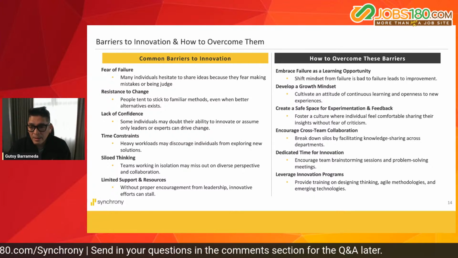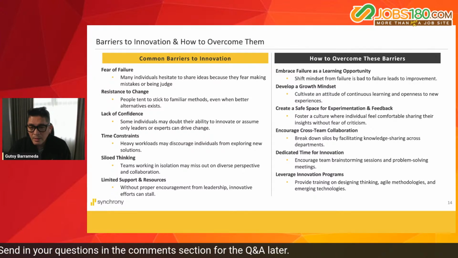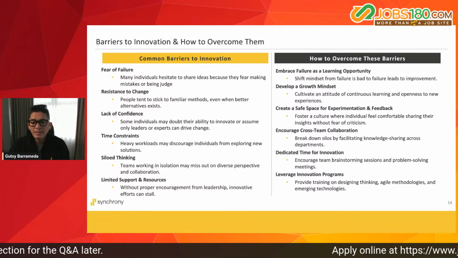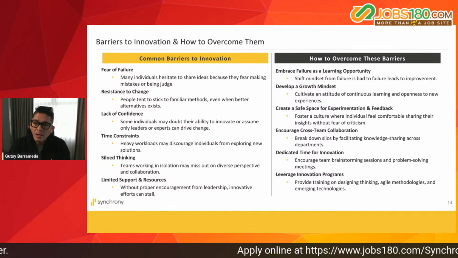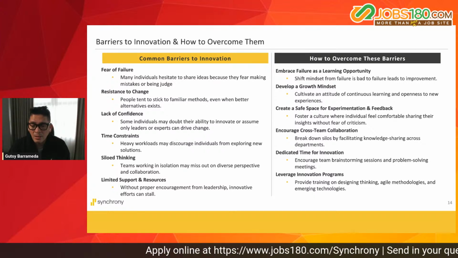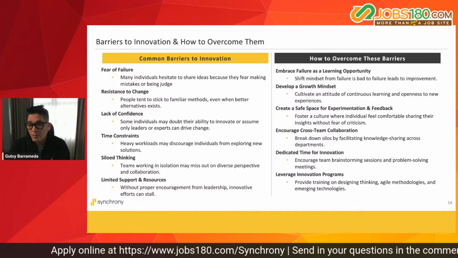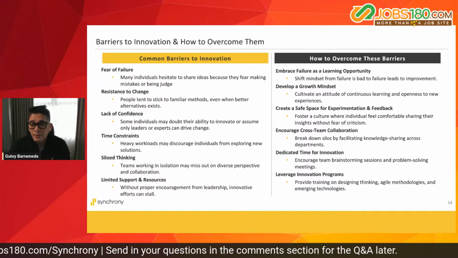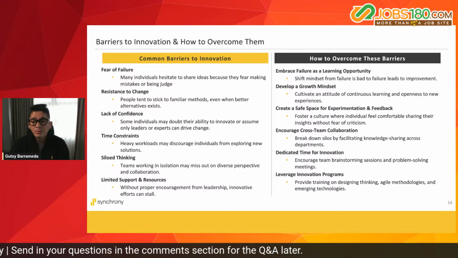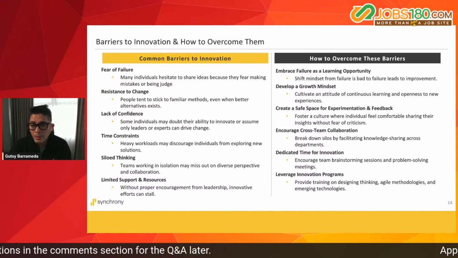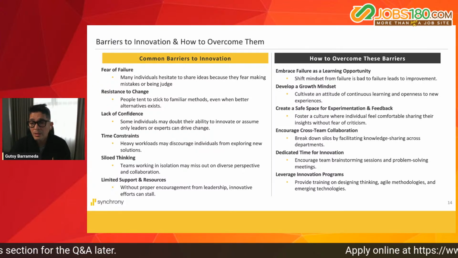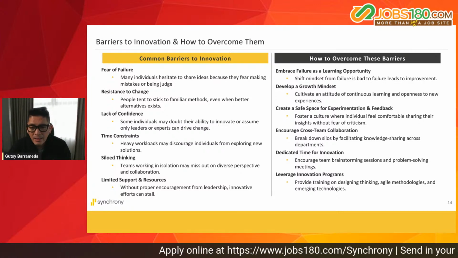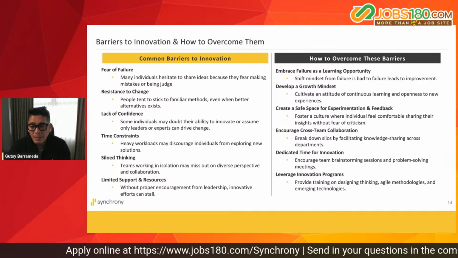Next would be siloed thinking. When we talk about siloed thinking, it's about really focusing on yourself and sometimes focusing on egos. As a leader, as an employee, it's very hard to deal with people that have huge egos and just want to do it their way. Again, with Synchrony, we try to have diverse perspectives to make sure that we're able to find the right solution, not just for one person, but one that works for the most number of people. So lastly, as a barrier, limited support and resources.